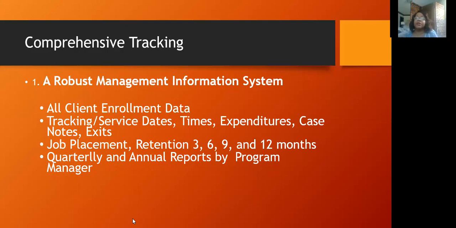Say you wanted to know how many people you've enrolled within a specific quarter into your introduction to information technology course. Your MIS system should be able to give you identification and a list of all the individuals that are enrolled into that training. The same concept applies to how many individuals have completed the training. It can be for 3 months, 6 months, 9 months. Or if you want to know how many people are placed in jobs in that sector, the MIS information should provide that as well.